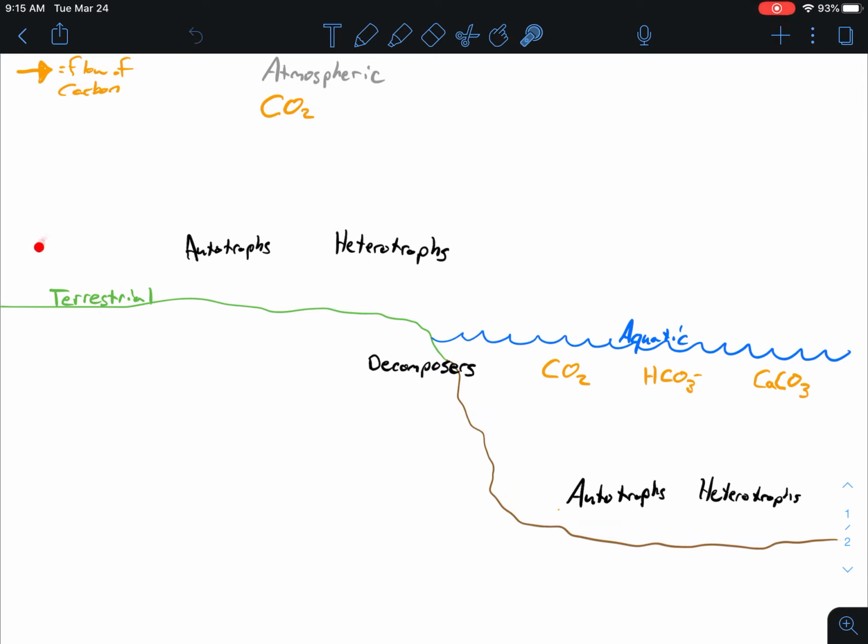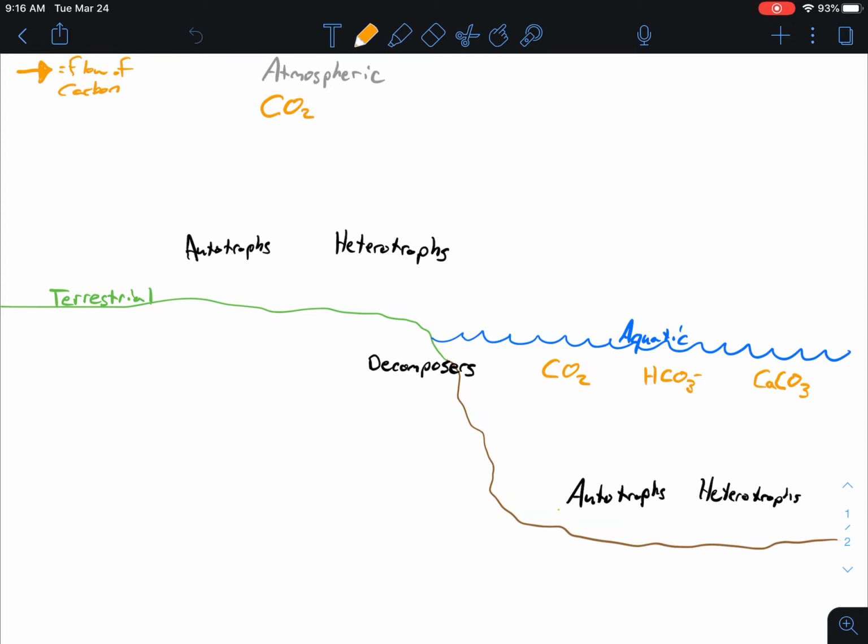Here we have a quick overview of what you've covered so far in the carbon cycle. Up here on land, we've got our terrestrial ecosystems consisting of autotrophs, heterotrophs, and the decomposers of those autotrophs and heterotrophs. Here in the water, we've got aquatic ecosystems. Aquatic ecosystems also have autotrophs, heterotrophs, and their own decomposers. Additionally, we have atmospheric. Now, I'm not talking about any animals or plants up there. I'm just talking about that as a place where carbon can be found.